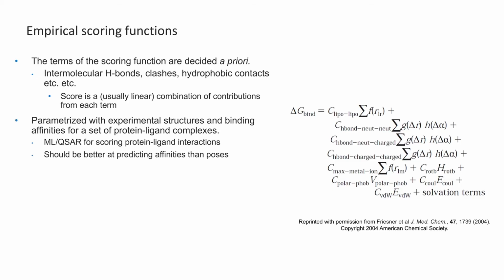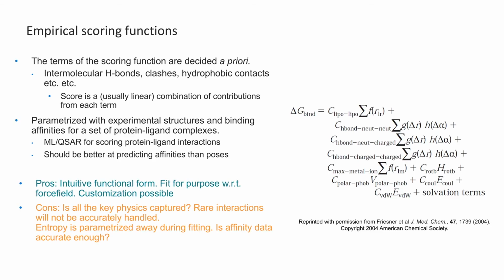into 3 parts. The weights, the coefficients for these individual contributing terms, are arrived at by usually linear, though it could be non-linear, fitting to experimental protein-ligand poses with known binding affinity. So these functions are parameterized against affinity, and therefore we expect them to be better at predicting affinity than predicting poses, because they've seen affinity during training, but not poses. An advantage here is these have an intuitive functional form that's quite easy to understand, and they can be customized, reparameterized for different protein types, and that can be quite productive.